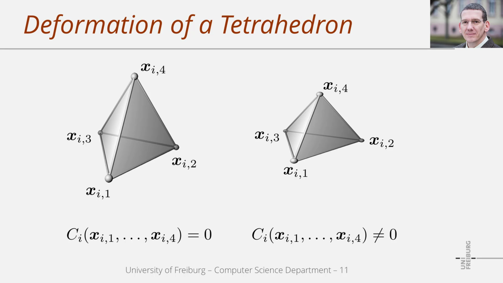The tetrahedron on the left-hand side has some original volume or rest volume, and we could measure the difference of the original volume to the actual volume of the tetrahedron. This would give 0 for the tetrahedron on the left-hand side and a value not equal to 0 for the tetrahedron on the right-hand side. So the volume deviation is actually an appropriate deformation measure.